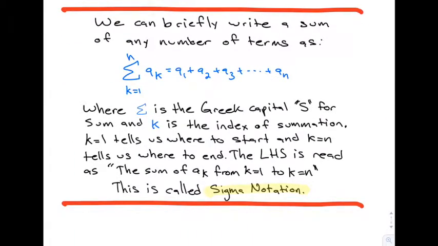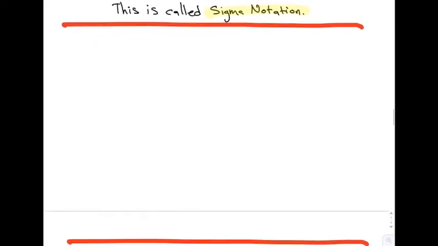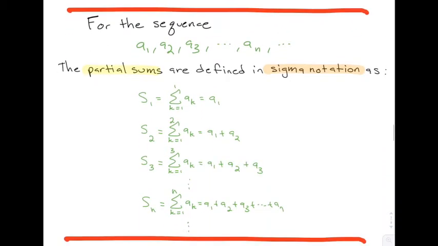So quickly, two definitions. We can briefly write a sum of any number of terms as the sum from k equals 1 to n of A sub k equals A1 plus A2 plus A3 plus all the way up to plus AN, where sigma is the Greek capital S for a sum. K is the index of summation. K equals 1 tells us where to start, and k equals n tells us where to end. The left-hand side in this case reads the sum of AK from k equals 1 to k equals n. This is called sigma notation.